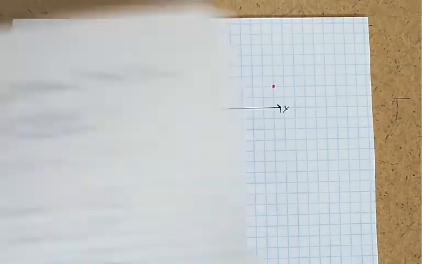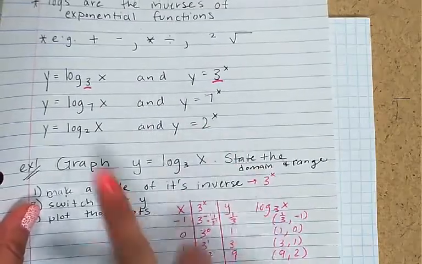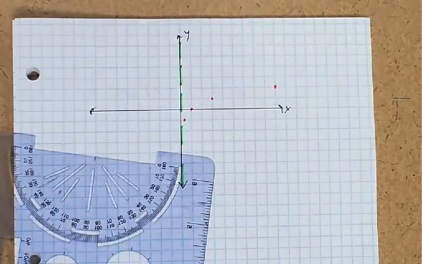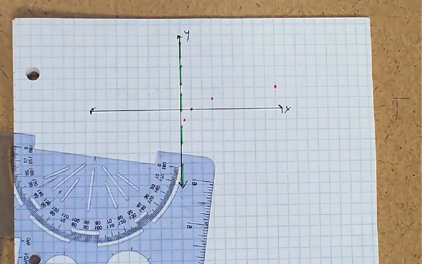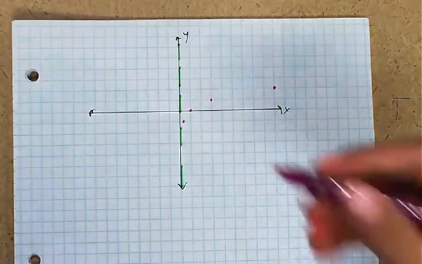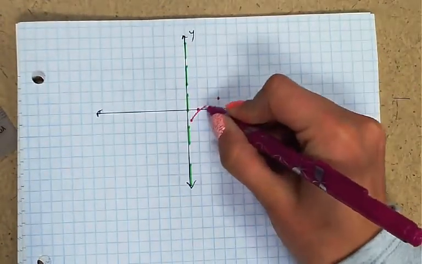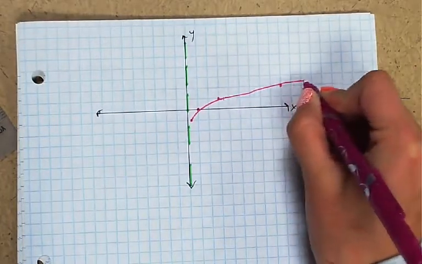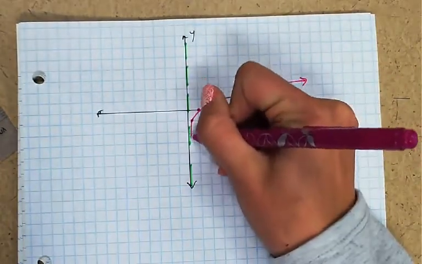We don't have any shifts on ours. It's just log base 3 of x. There's no plus or minus that's going to change anything. So again, like I said, you cannot go across the y-axis. So it ends up looking like this.